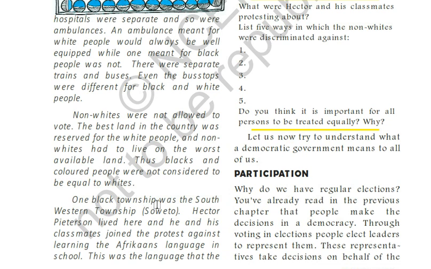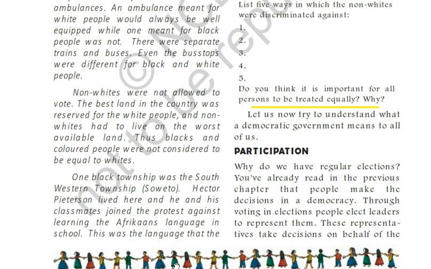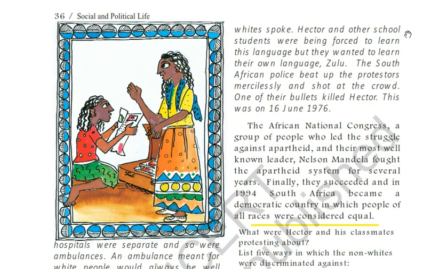One black township was the Southwestern Township, Soweto. Hector Peterson lived here, and he and his classmates joined the protest against learning the Afrikaans language in school. This was the language that the whites spoke. Hector and other school students were being forced to learn this language, but they wanted to learn their own language, Zulu. The South African police beat up the protesters mercilessly and shot at the crowd. One of their bullets killed Hector. This was on 16th of June 1976.